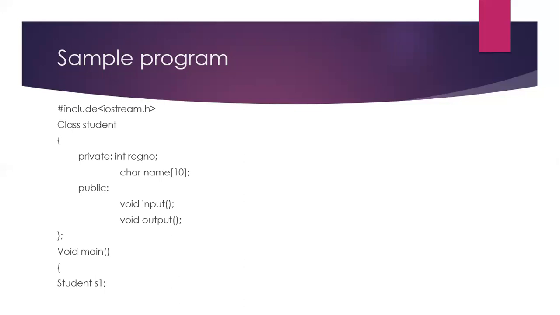Let us have a complete program of class definition and object definition. Class student, again consisting of the same data members and member functions, having an object definition that is declared in the main function. Student S1. S1 is the object of the class student.